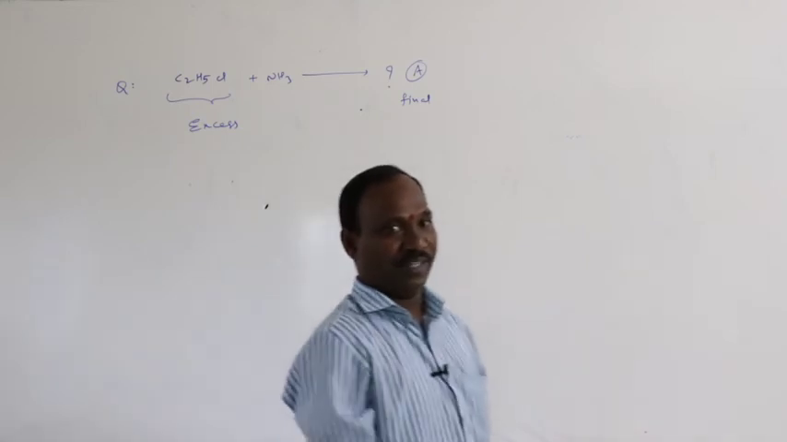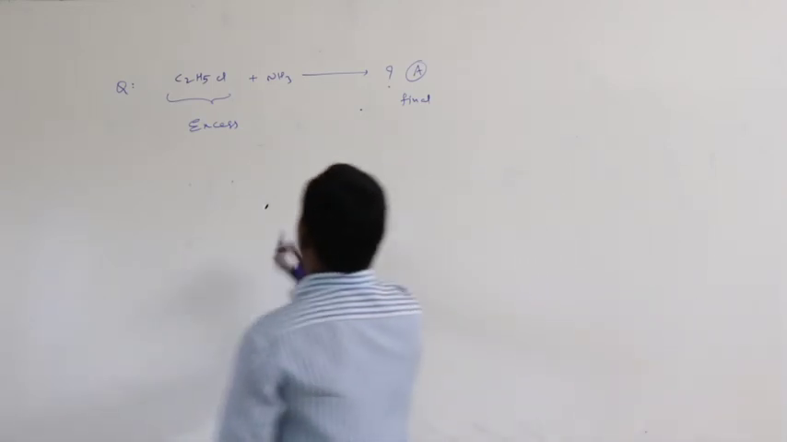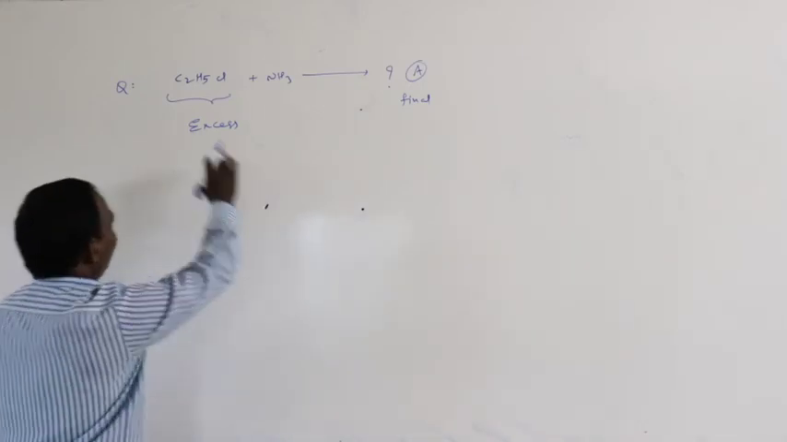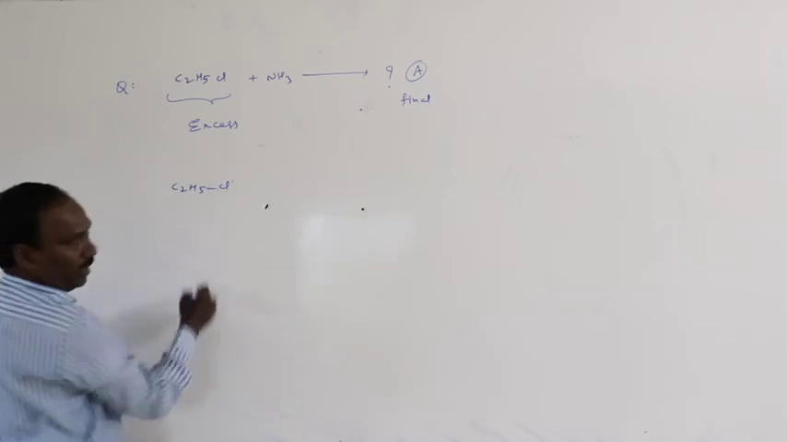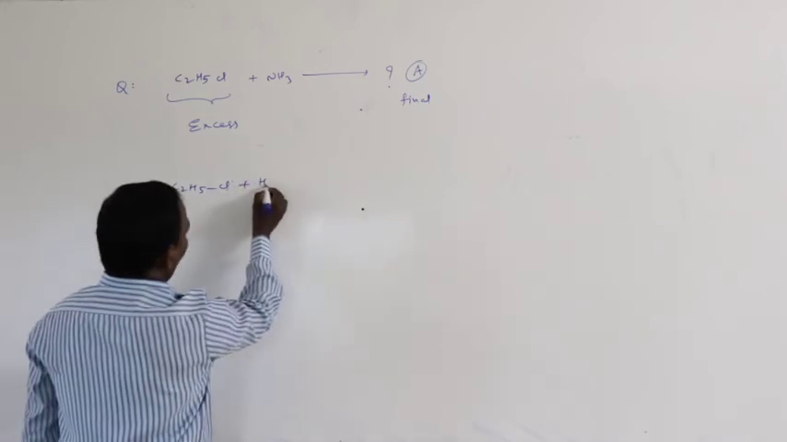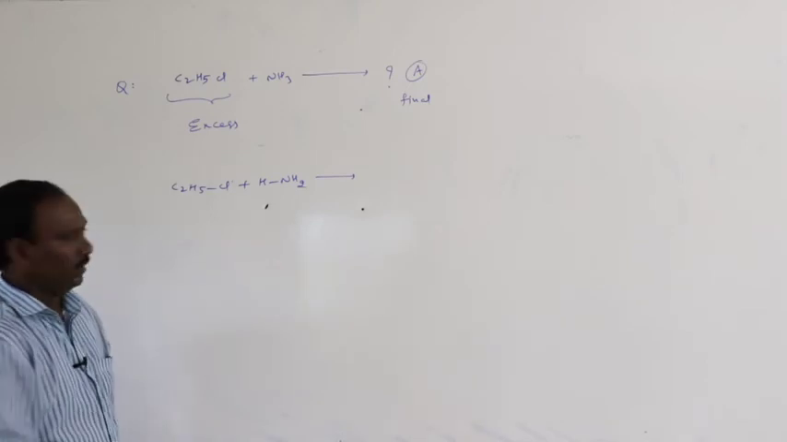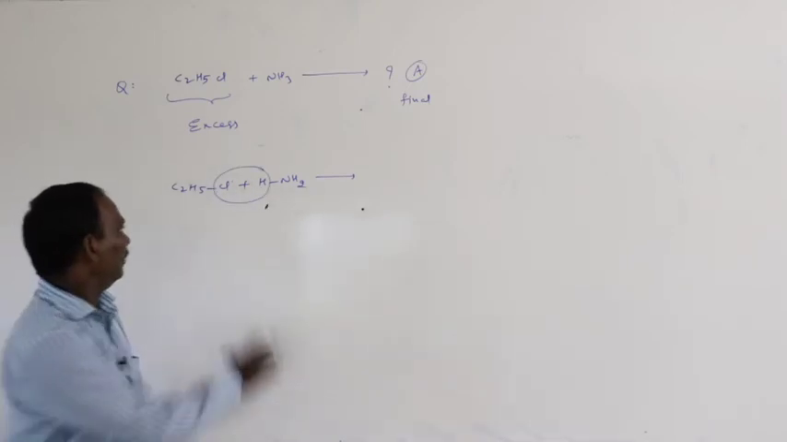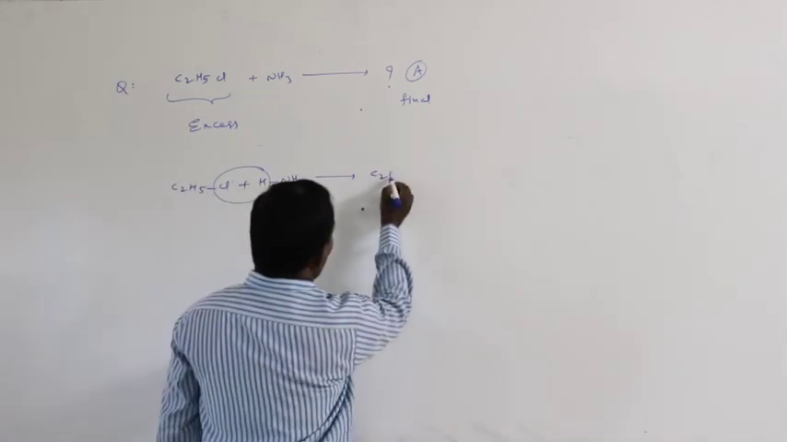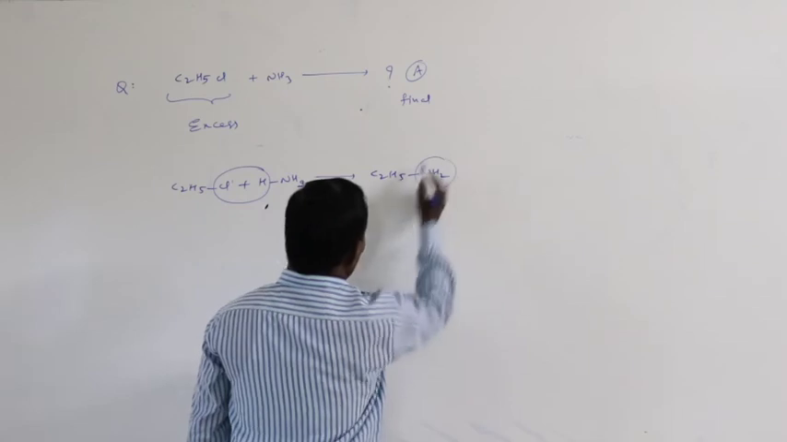What is the final product obtained in this reaction? Ethyl chloride on treatment with ammonia: this is the ammonia molecule, with removal of hydrogen and chloride to form ethylamine, C2H5NH2.